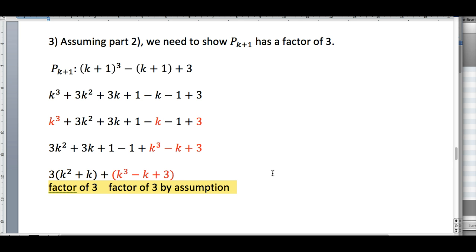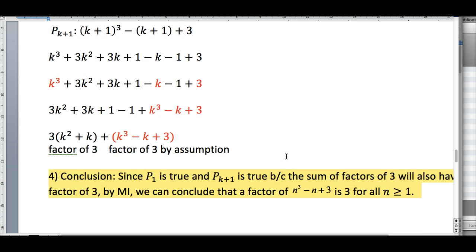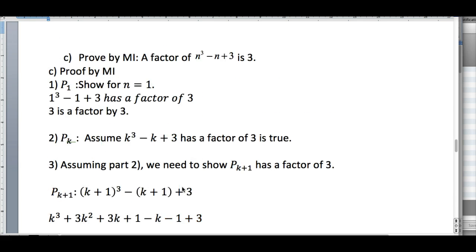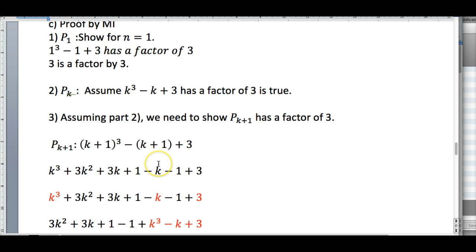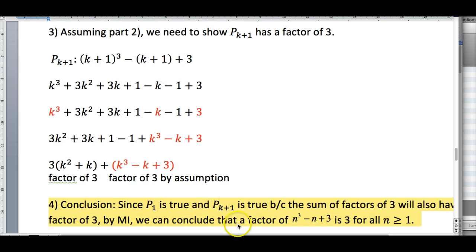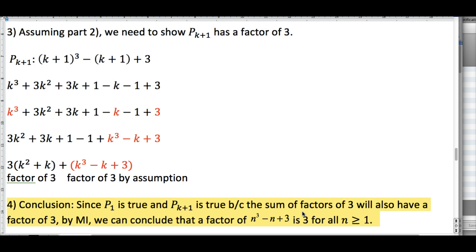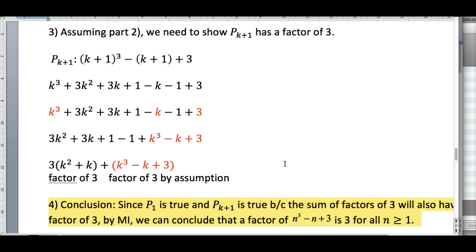Then in conclusion, we're going to say that since P1 is true, that's way back up here, we plugged in 1, that's good. And then we have P sub k plus 1 is true, because the sum of 3 factors of 3, so I have 1 here and 1 here, will also have a factor of 3. So by mathematical induction, we can conclude that a factor of n cubed minus n plus 3 is 3 for all n greater than or equal to 1. So we showed it for the n equal to 1 case, and then the p sub k plus 1 case. Pause this if you have to.